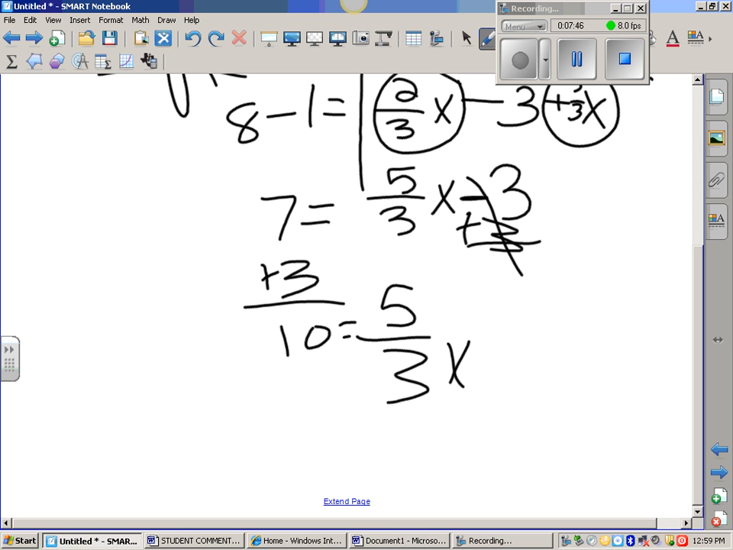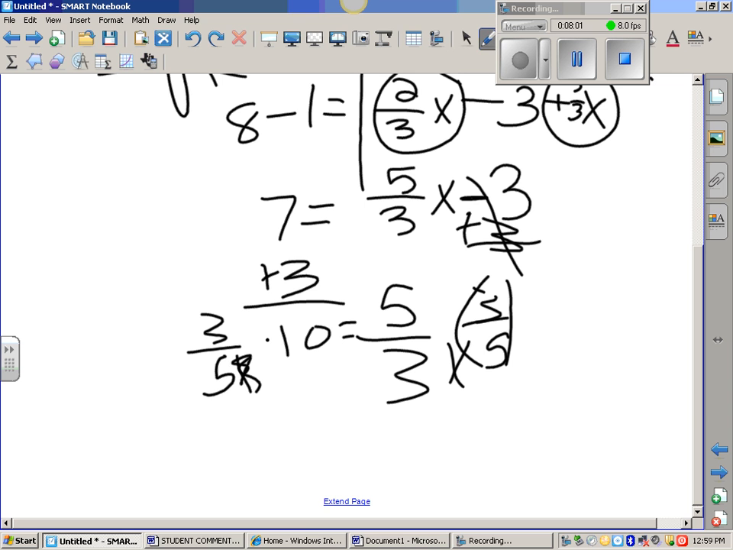Don't forget your equal sign. Now, it's a fractional coefficient. How to get rid of a fractional coefficient? Reciprocal. Good. What's the reciprocal of 5/3? 3/5. Got to multiply on both sides by 3 over 5.